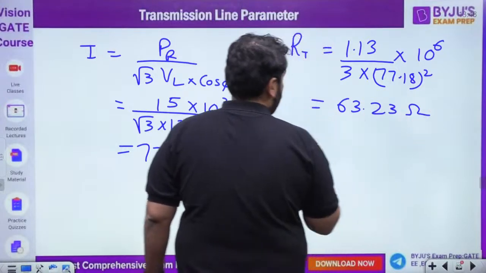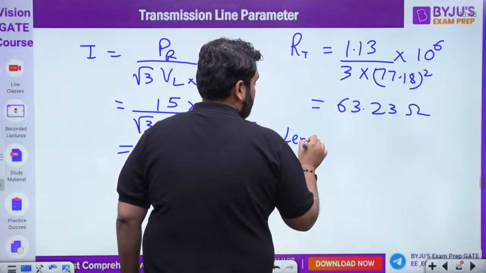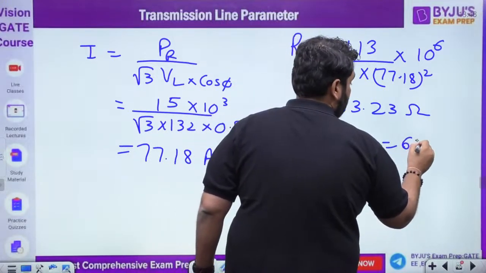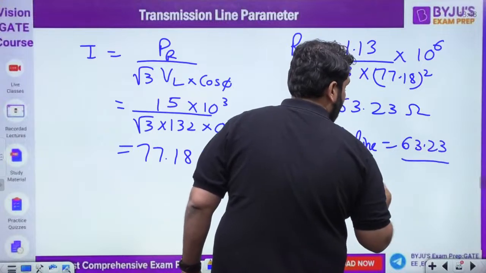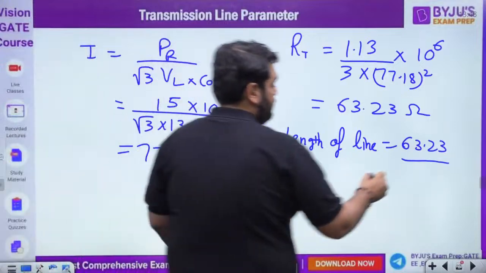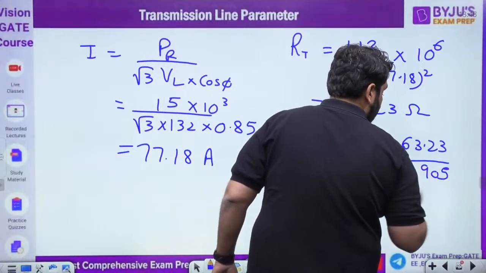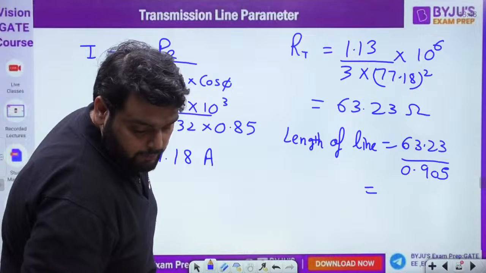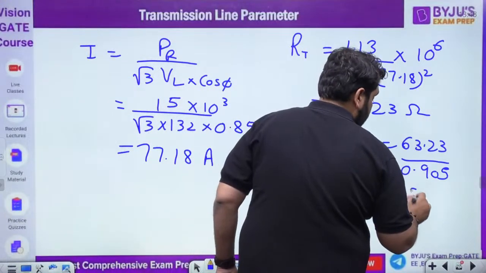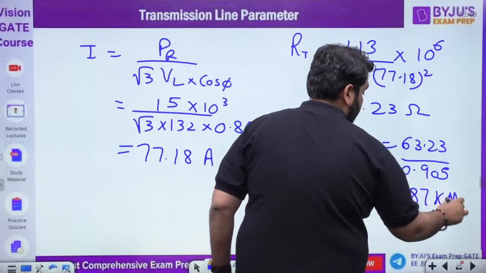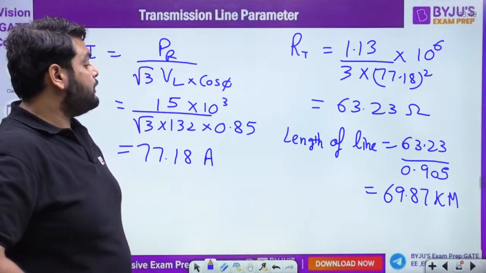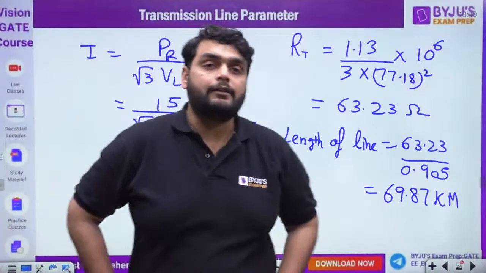63.23 ohms. So what is the length of the line? We have a total resistance of 63.23 and we have a resistance per kilometer. Resistance per kilometer is 0.905. So it comes out to be divided by 0.905. It comes out to be 69.87 kilometer. Ashwini said 69.55, oh, that's correct. Well done, Ashwini. So it comes out to be 69.87 kilometer.